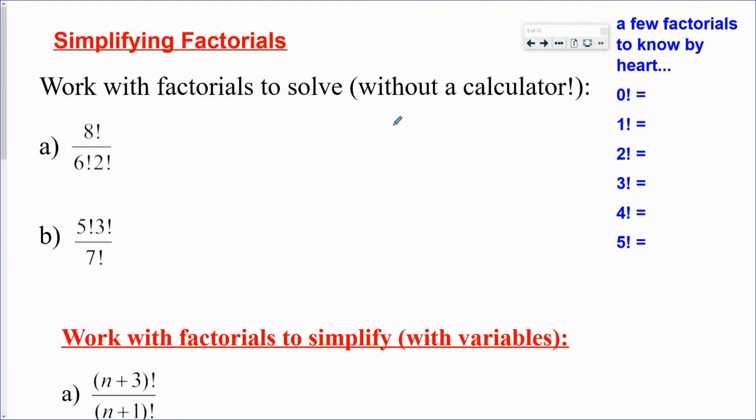Okay, simplifying factorials. So you're going to work with some problems that may or may not look like this. It's going to be on the non-calculator part of the exam, if it comes up usually. So there are a couple factorials I recommend you know by heart.